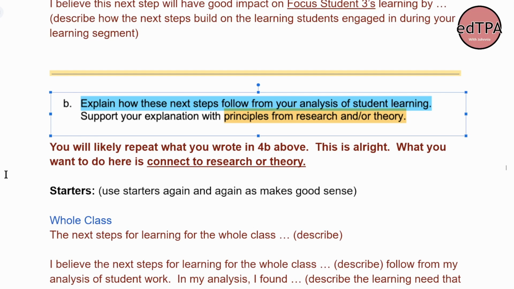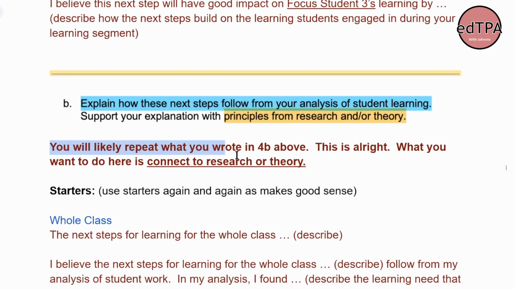Let's go to B. Explain how these next steps follow from your analysis of student learning. Support your explanation with principles from research and/or theory. Okay? So next steps need to be connected to something, like why you're going to be doing these, and how the changes are connected to what you understand from research and/or theory. And I'm going to say you will likely repeat what you wrote in 4B above. This is all right. What you want to do here is connect to research or theory.